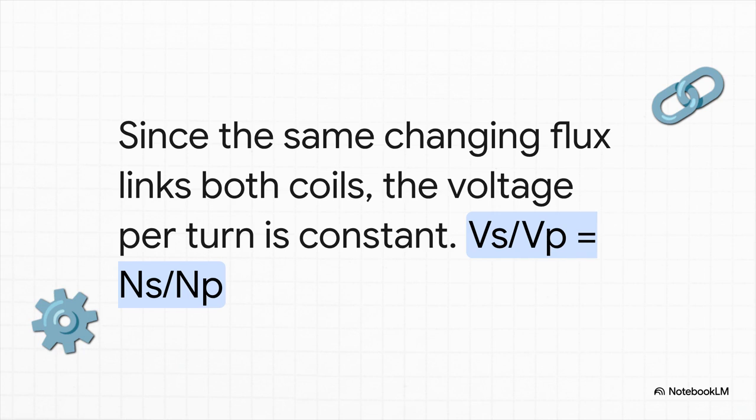And here's the magic part. In an ideal transformer, that changing flux, the d phi by dt term, is exactly the same for both coils. So if you just divide one equation by the other, that term cancels out completely, leaving you with the famous turn ratio formula. The ratio of the voltages is exactly the same as the ratio of the turns.